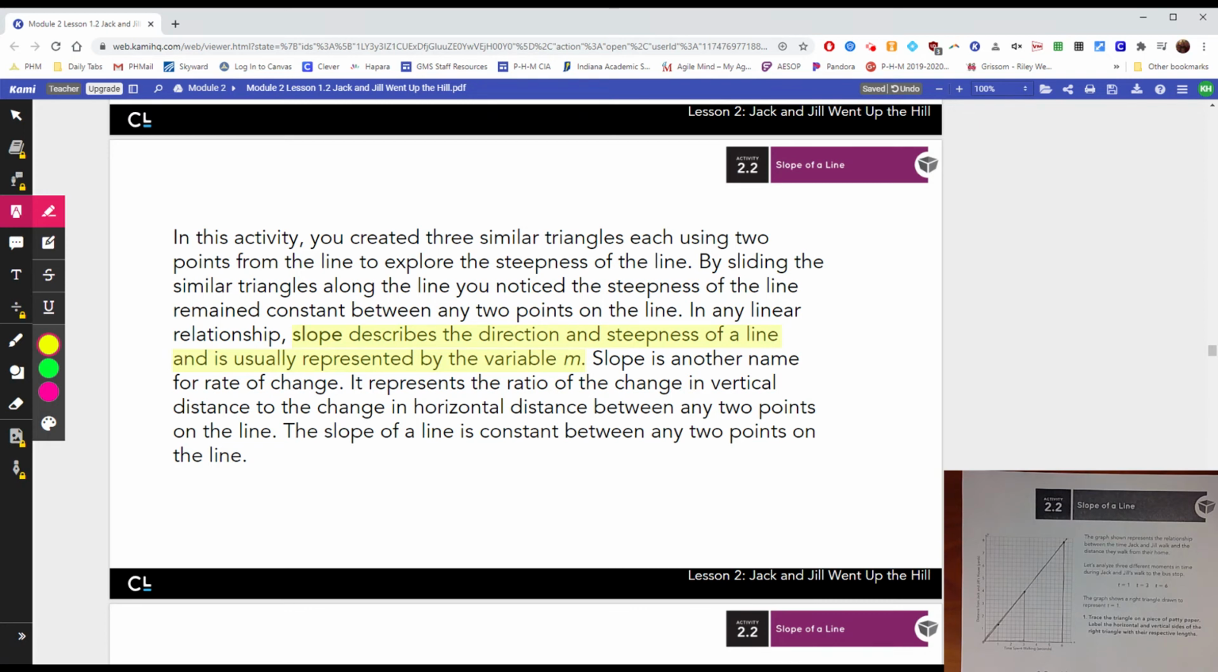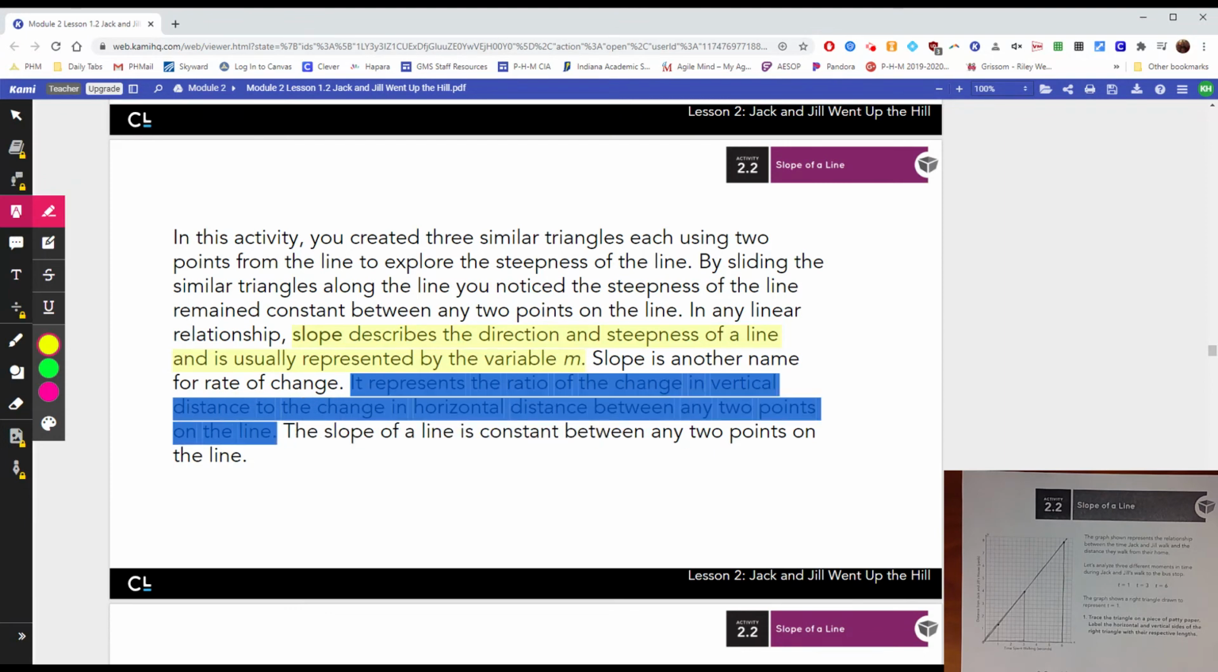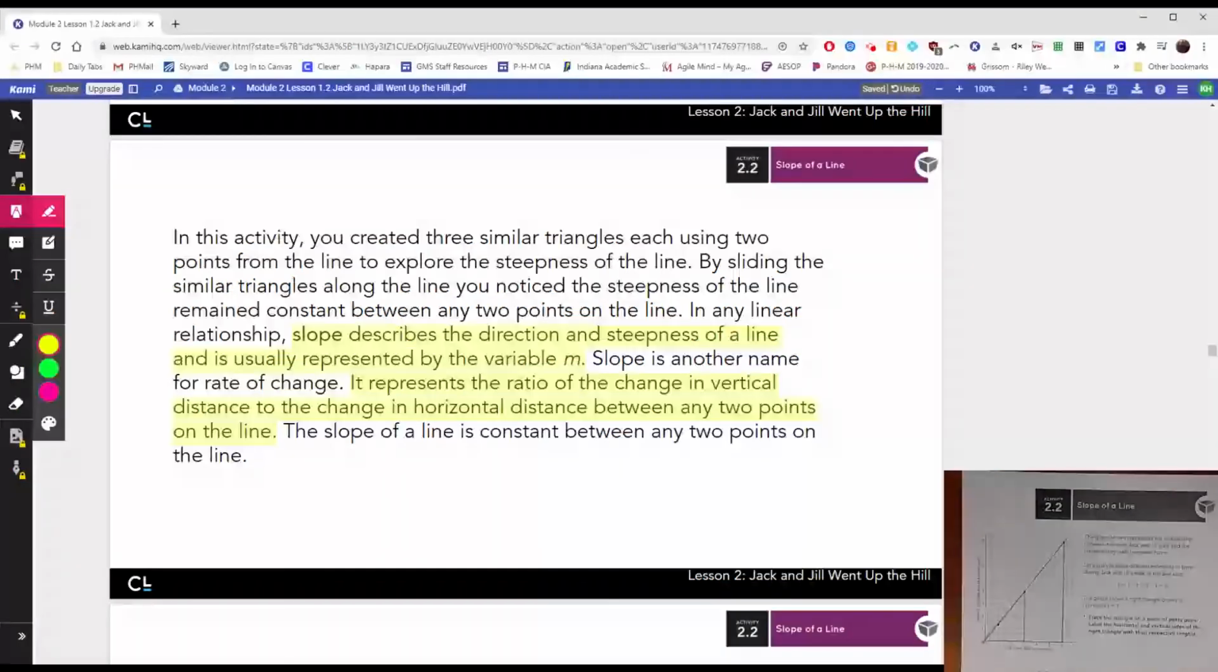So now we've seen rate of change is connected to constant of proportionality, and now we're connecting that to slope. All those things mean the same thing. It represents the ratio of the change in vertical distance to the change in horizontal distance between any 2 points on the line. That's another sentence I would like for you to underline or highlight. Slope represents the ratio of the change in vertical distance to the change in horizontal distance. And it also tells us that the slope of a line is constant between any 2 points.